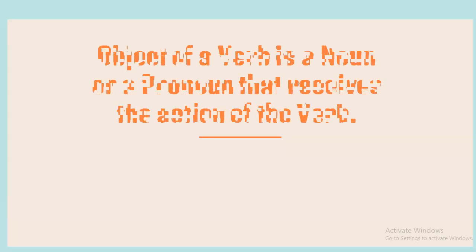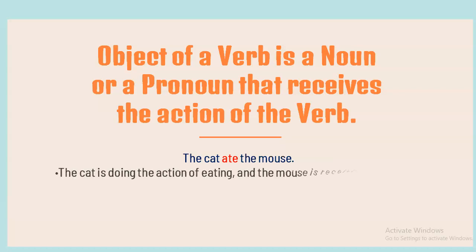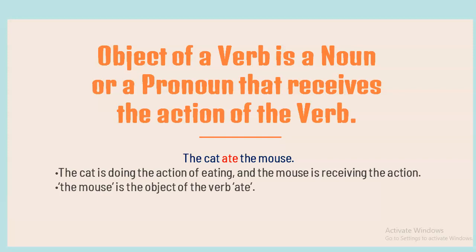Therefore, we can define object of a verb as a noun or a pronoun that receives the action of the verb. Let's take the sentence, the cat ate the mouse. In this sentence, the cat is doing the action of eating and the mouse is receiving the action of being eaten up. So, here the mouse is the object of the verb ate. Alright?